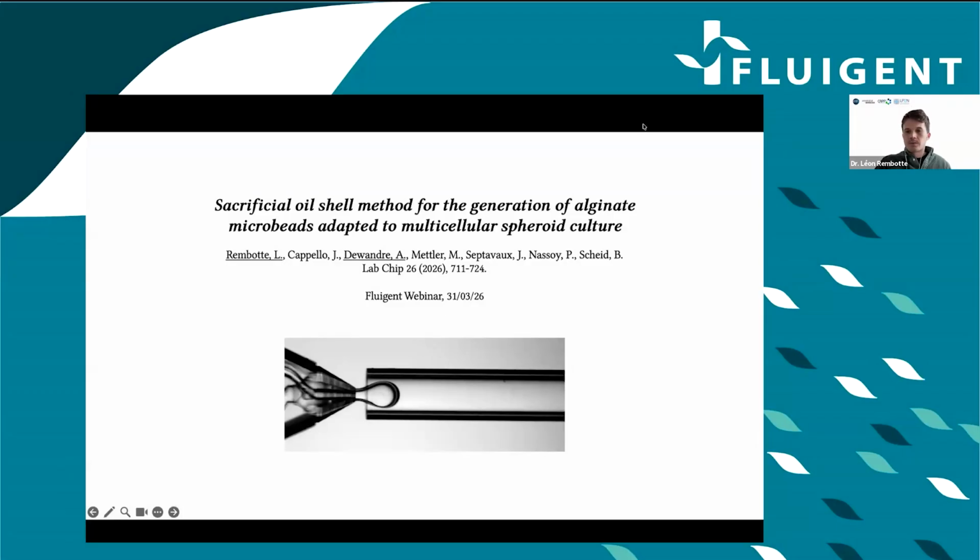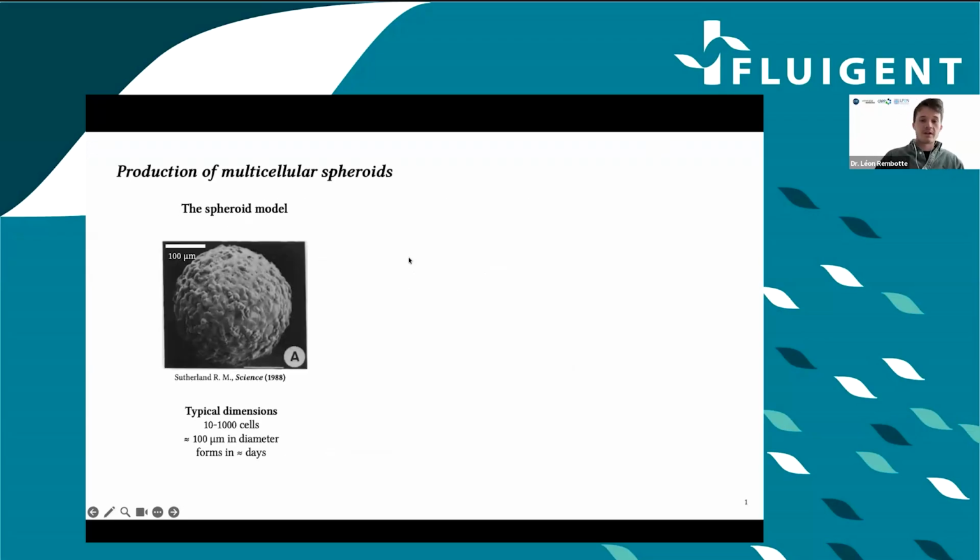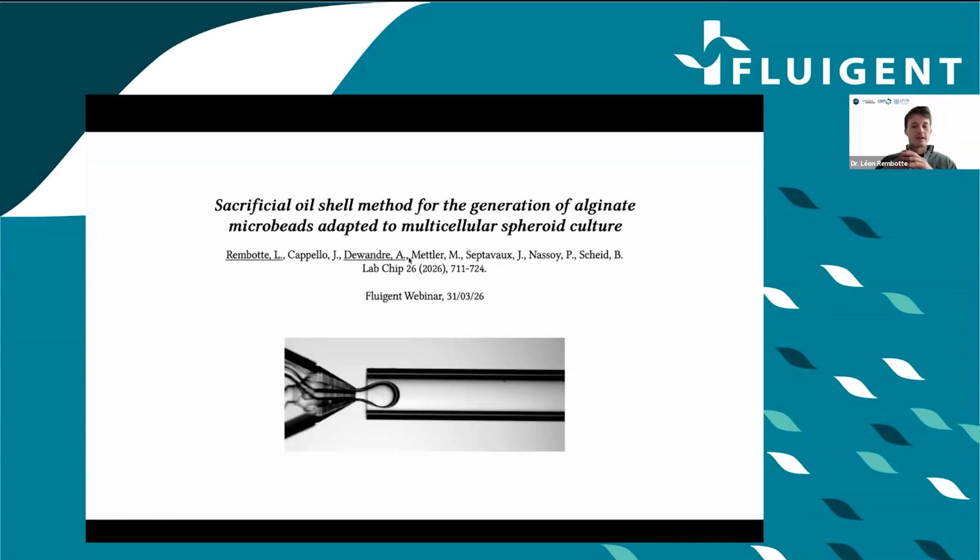Okay, so hi everyone. I'm going to describe the work we did in collaboration with Sequoia and my previous lab at University of Bordeaux. And I will present to you this paper we published recently, in the beginning of the year, in Lab on a Chip. And I will show you what we can do with this Raydrop, how we use it to encapsulate cells and allow them to form multicellular spheroids inside alginate microbeads.